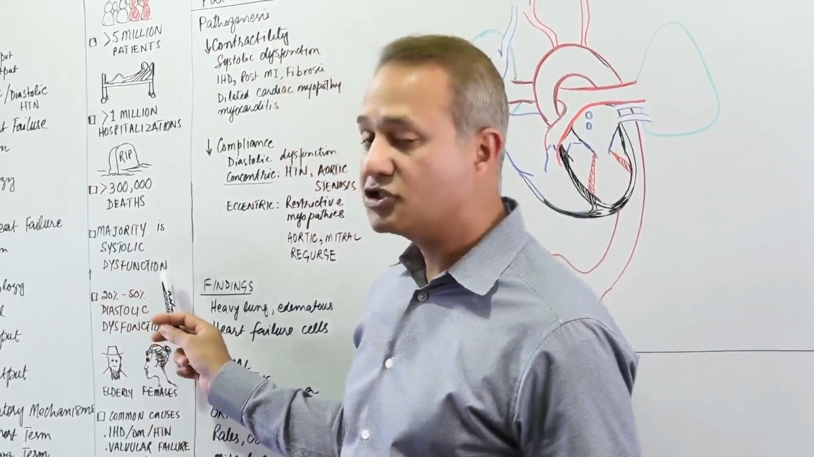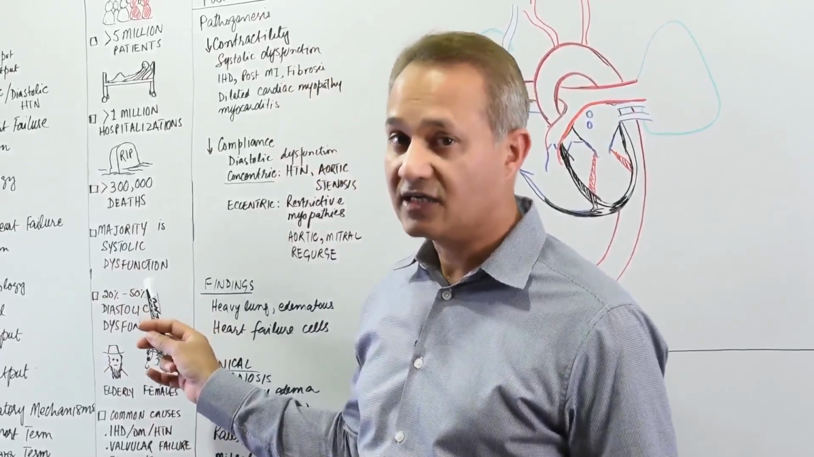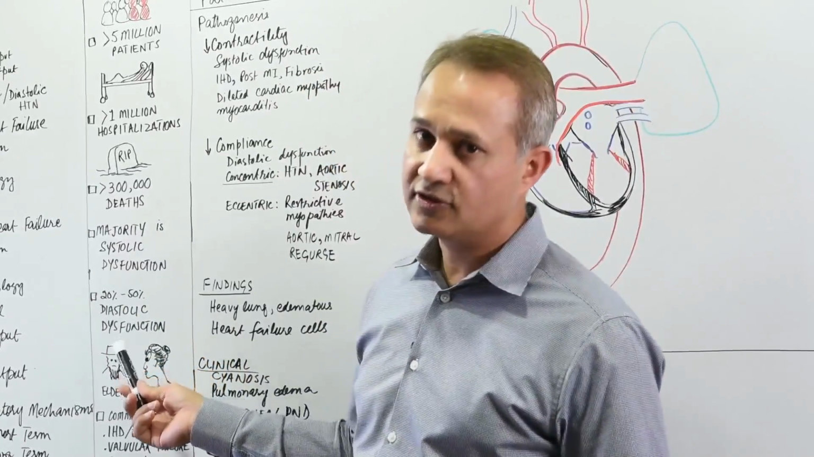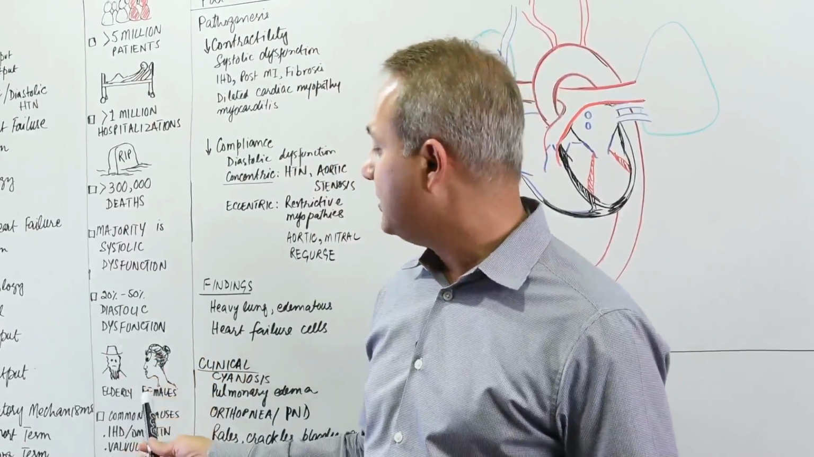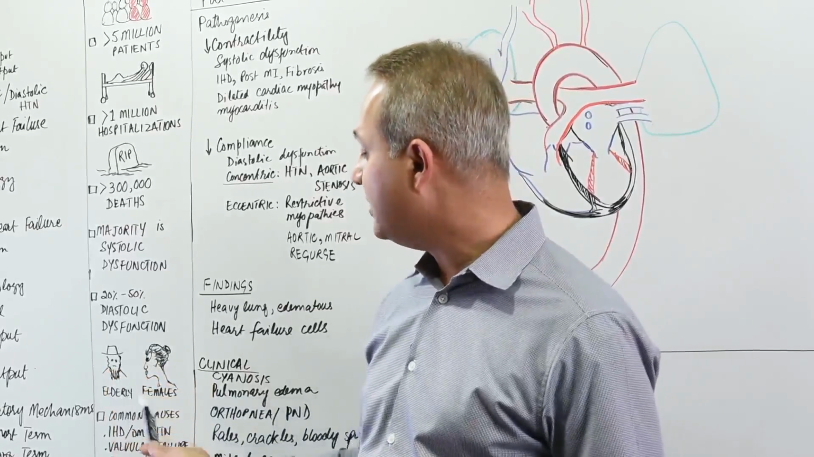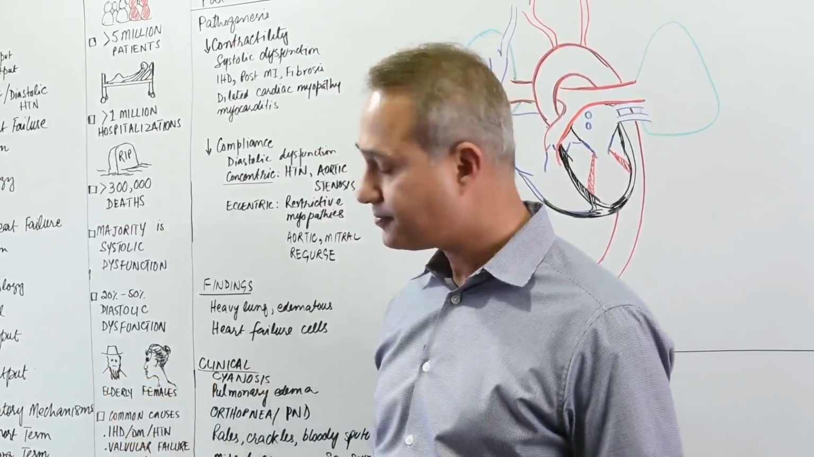The majority of the dysfunction or majority of the heart failure types are systolic. We'll talk about the types today. The minority is of course diastolic type. Then the diastolic heart failure is most common in elderly and in women.